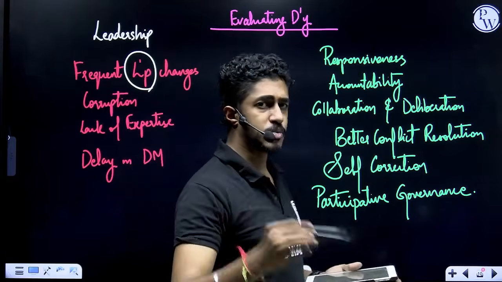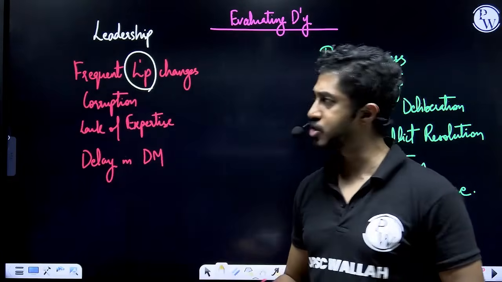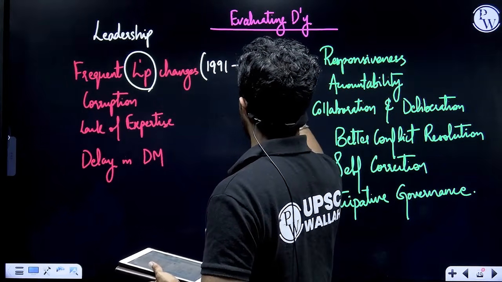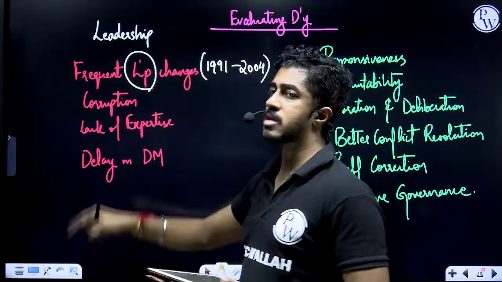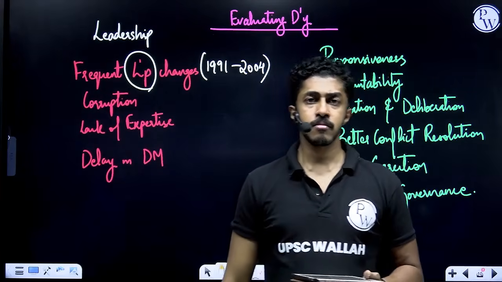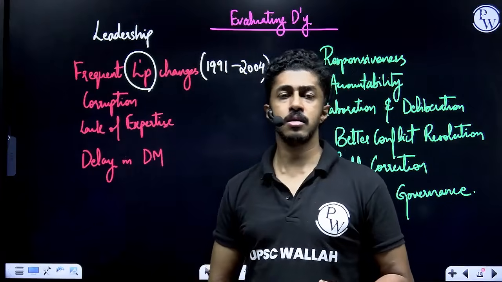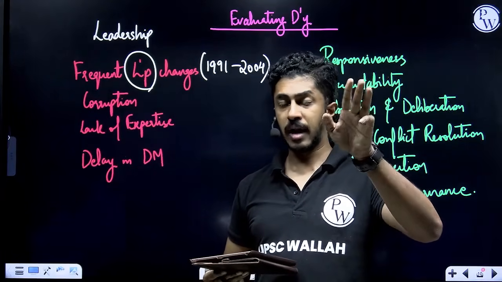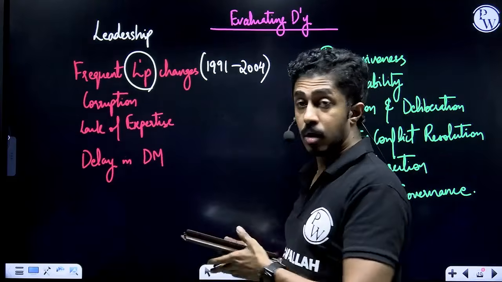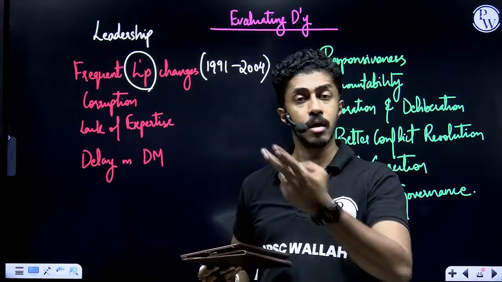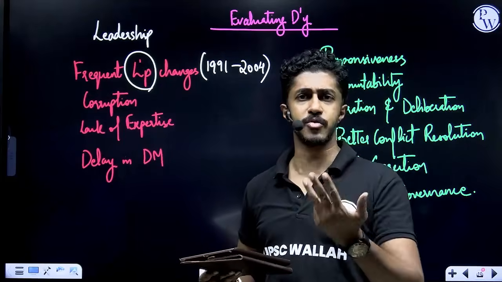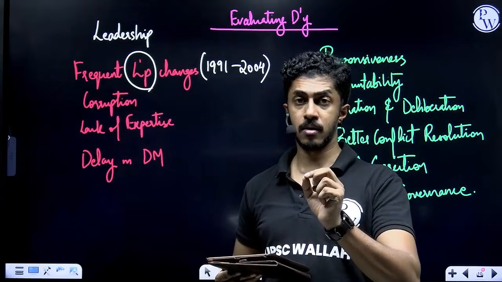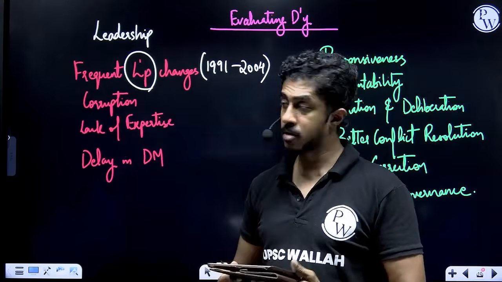Frequent leadership changes. A small homework for you. You may put it up in the comment section. Between 1991 and 2004, how many prime ministers did we have? That is 13 years. Give or take, we should have had maximum 3. Correct? 91 to 96, 96 to 2001, and then 2001 onwards to 2004. So 3 we should have had. How many did we have? Who were they? Write it down in the comment section.